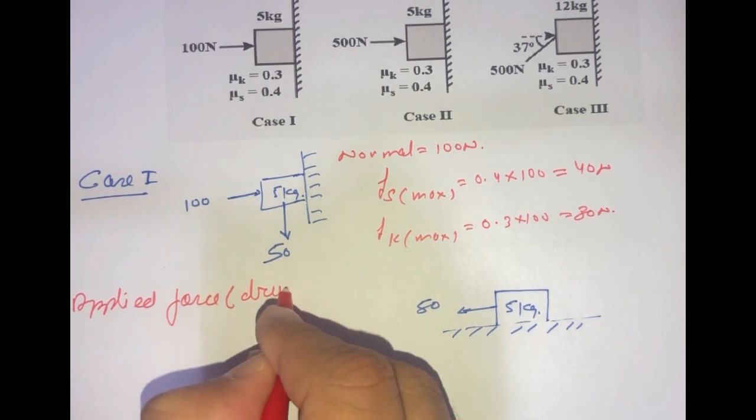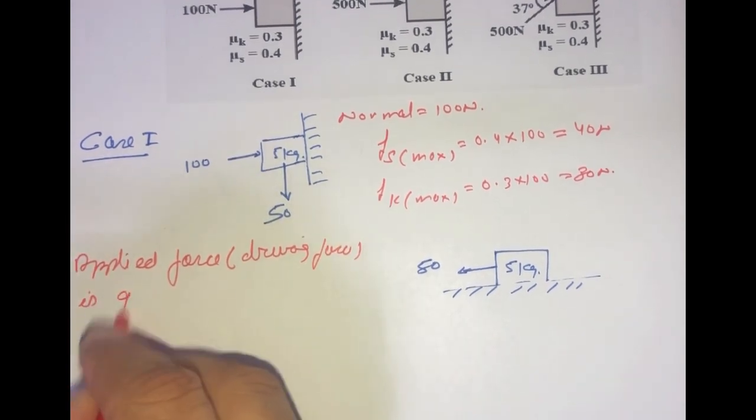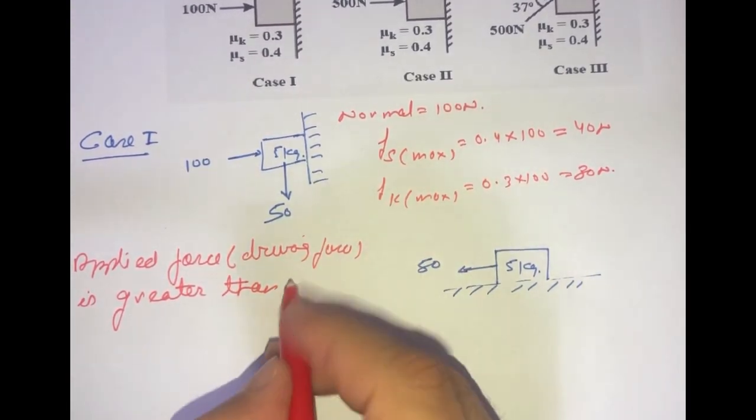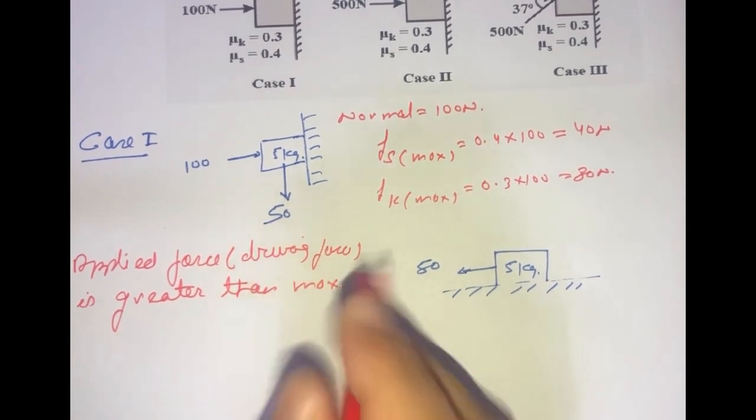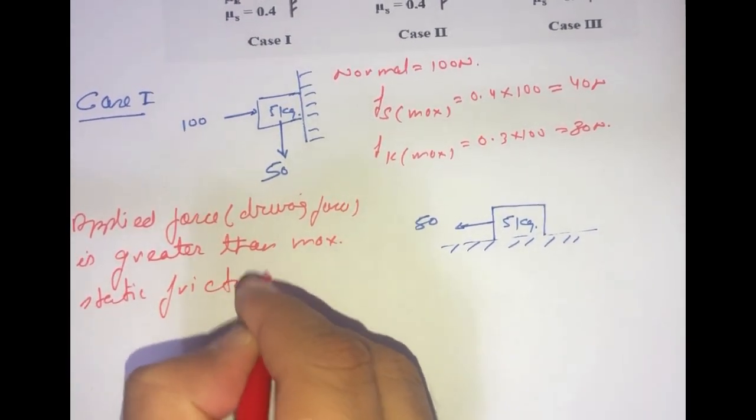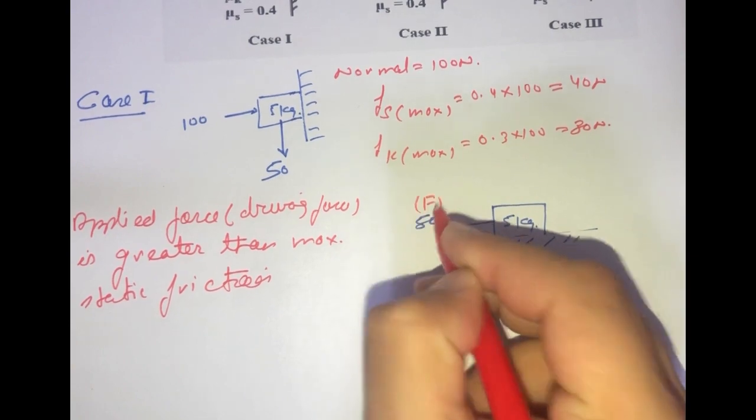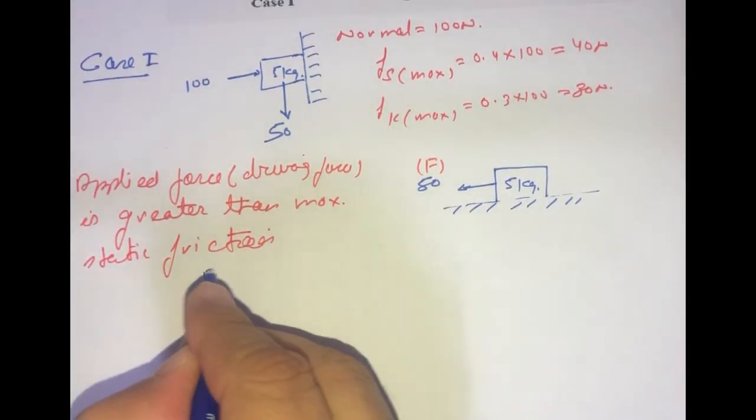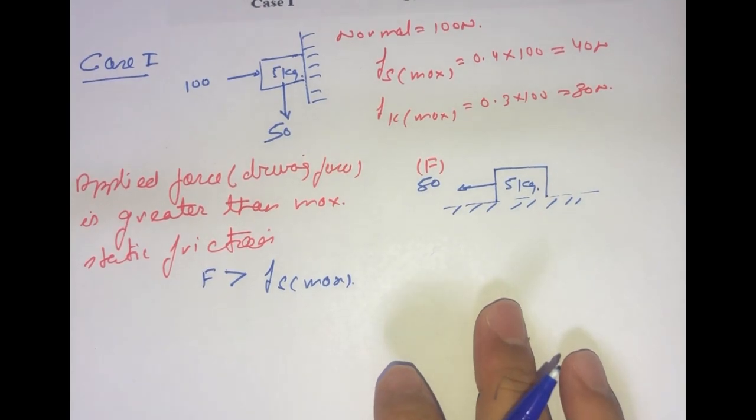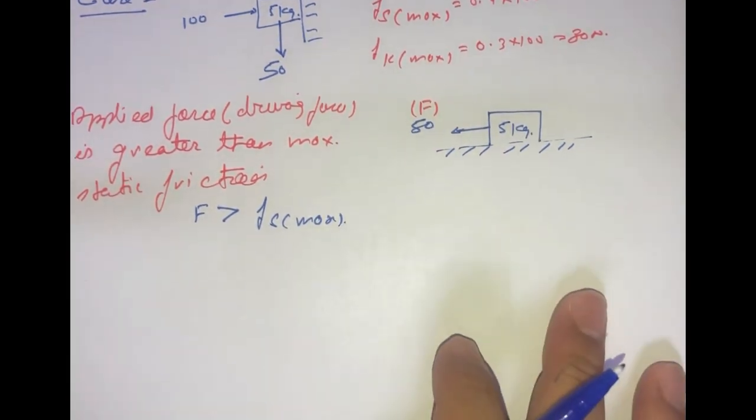We can see the applied force or driving force is greater than the maximum static friction. So let us denote this force as F. We can see that F is greater than Fs max. So it's quite obvious now that this 5 kg block will be in motion.